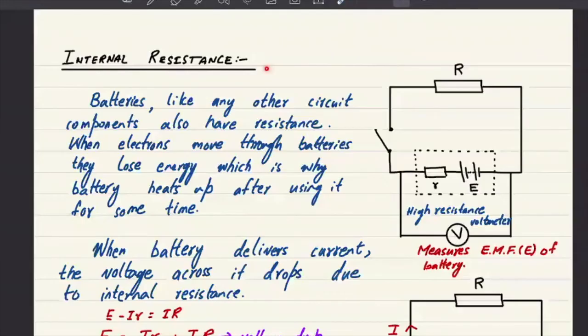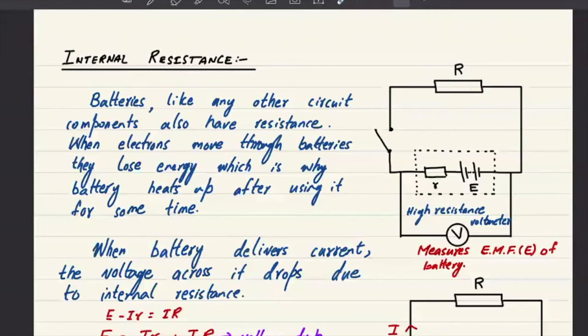The first concept that you need to understand here is the concept of internal resistance. Resistance is offered by any circuit component when current flows through it. Resistance is there because when charges or electrons pass through any circuit component, they lose some of their energy. Just like any circuit component, like lamps or heaters, they take up some of the energy when electrons are flowing through them.